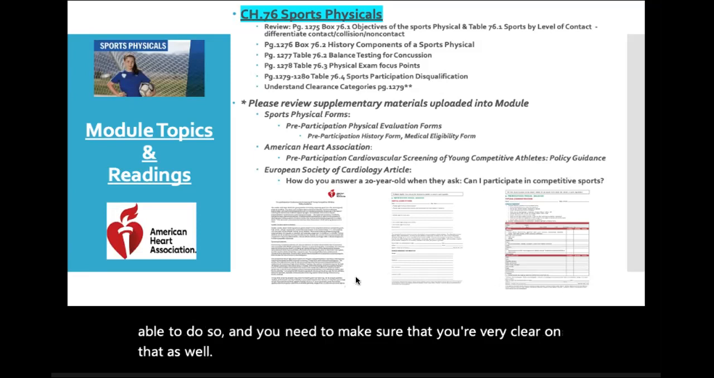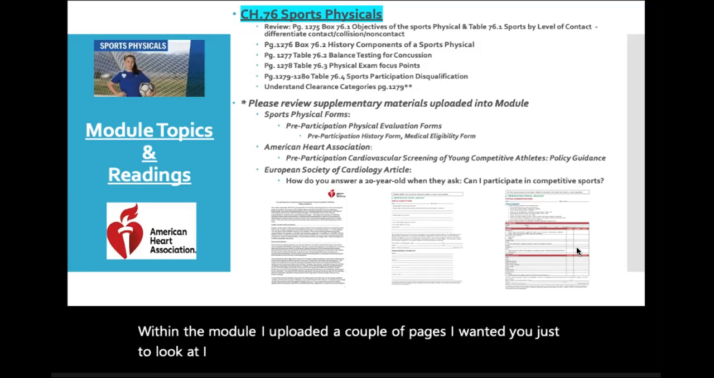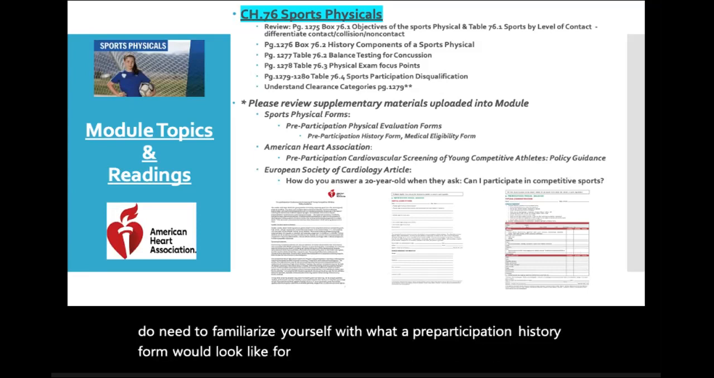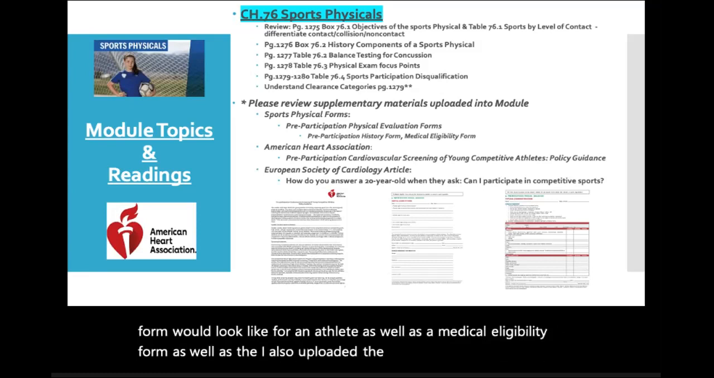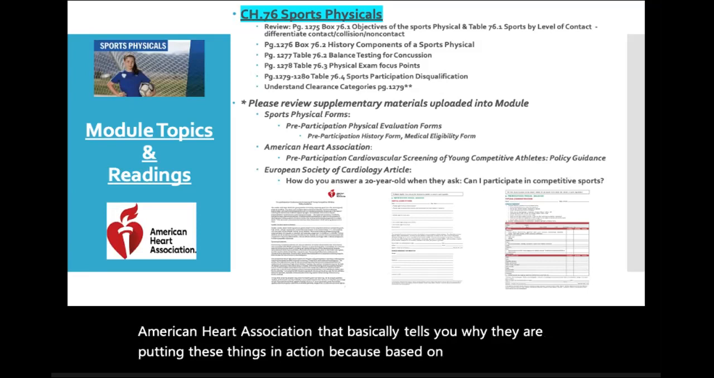Within the module, I uploaded a couple of pages I wanted you just to look at. I mean, you don't have to memorize this per se, but you do need to familiarize yourself with what a pre-participation history form would look like for an athlete, as well as a medical eligibility form. I also uploaded the policy guidance from the American Heart Association that basically tells you why they are putting these things in action, because it's based on evidence-based practice.